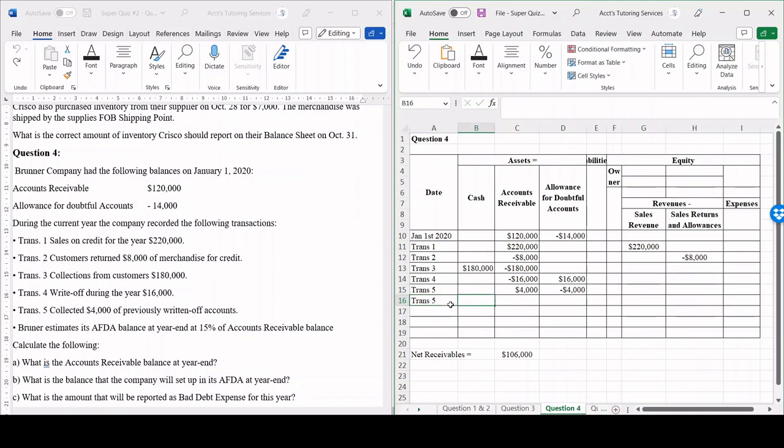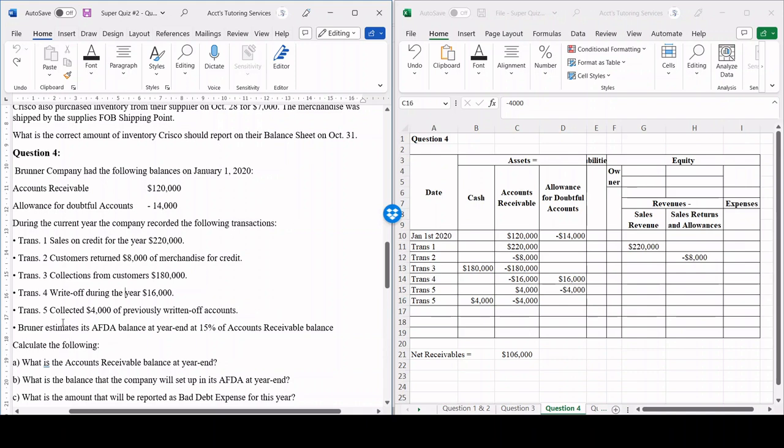Then on transaction number 5, we've actually received the money because we collected $4,000, right? So in this case, we're going to increase cash by $4,000 and decrease accounts receivable by $4,000. Once again, to recap, we collected $4,000 of previously written off accounts. We have to put it back in, which we're doing over here. We increase AR, accounts receivable, by $4,000, and since this is not a write-off, we reverse it with negative $4,000 in allowance for doubtful accounts. And since we actually received the cash, we increase cash by $4,000, and then we take it back out of accounts receivable because we've actually received it now.